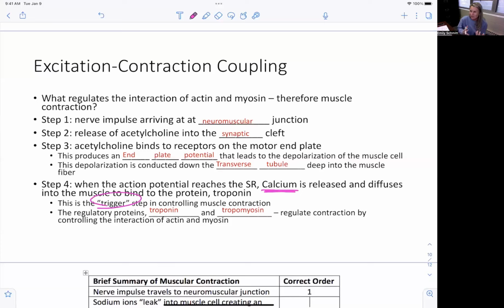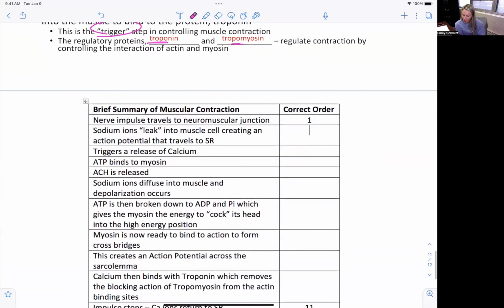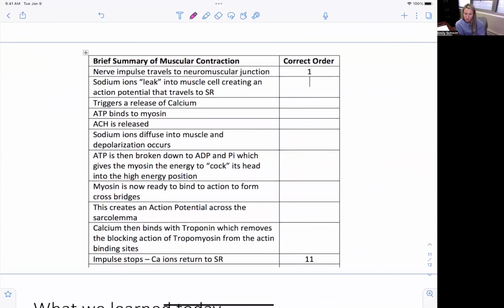Are we going to still have those calcium stores there? Do we have a lot of them? Are they becoming depleted? That's why it's called the trigger step. So we also have troponin and tropomyosin, which will help to regulate this contraction by controlling the interaction of the actin and the myosin.